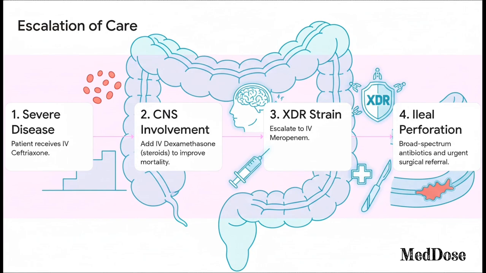And what about really severe cases? Well, the care definitely escalates. We're talking intravenous antibiotics, like ceftriaxone. If the brain is involved, if there's delirium or meningitis, we add IV steroids to reduce inflammation and improve outcomes. For the extensively drug-resistant or XDR strains, we have to bring out the big guns, like meropenem. And of course, if that dreaded complication of ileal perforation happens, it becomes a surgical emergency, stat.